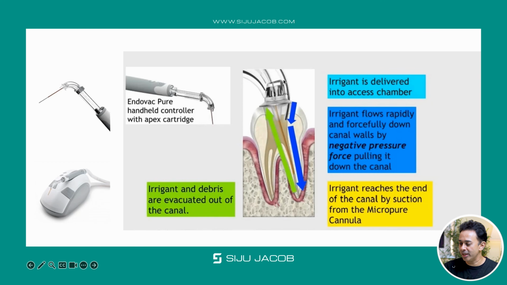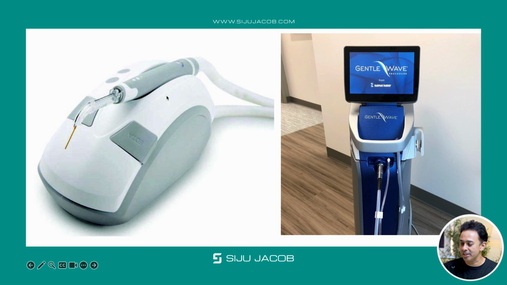And companies have been trying to remove this vapor lock for ages. Most of the innovations have been efforts to remove this and create an environment where the irrigant can flow freely, where this air is removed, and you create something called a negative pressure device. What is a negative pressure device? You have two components. One is where the irrigant flows into the canal, and then you have another component which aspirates the irrigant along with the air in the canal. So this cycle will ensure that the irrigant reaches the apex. At least in theory, this is the effort. So you have a lot of devices. It started with this device called the Endovac, and now you have something called GentleWave.